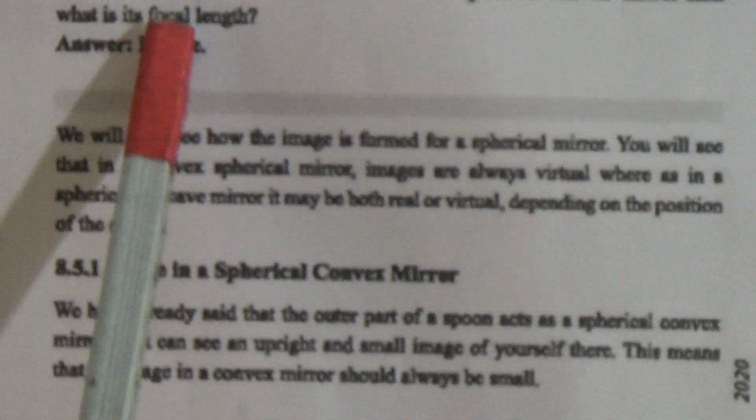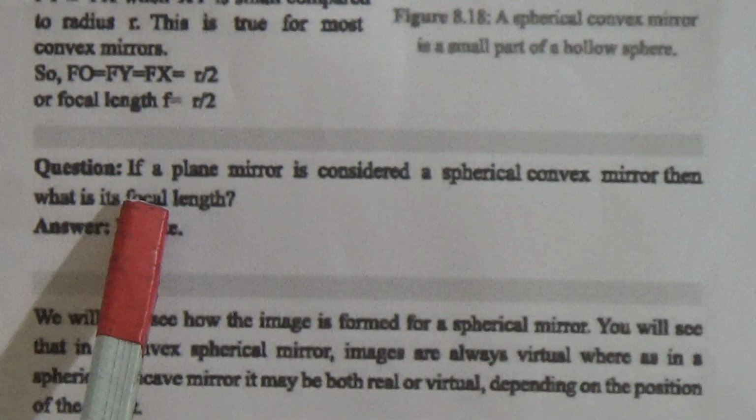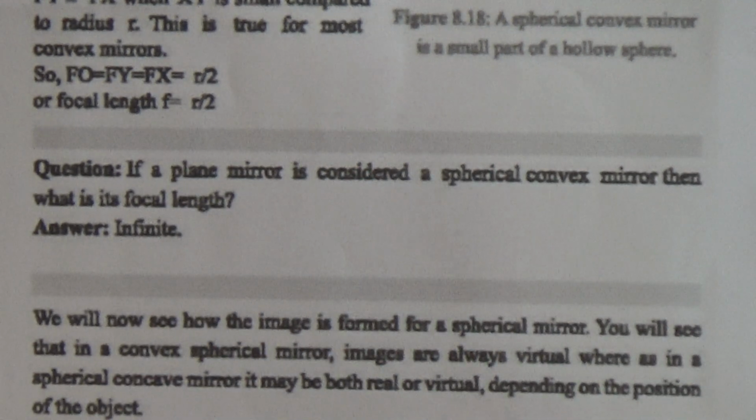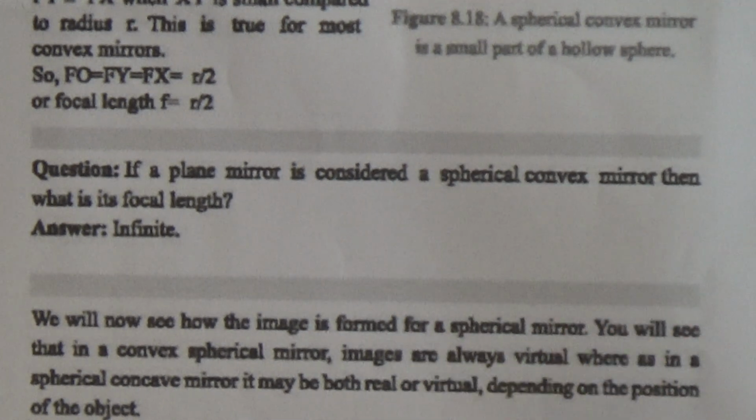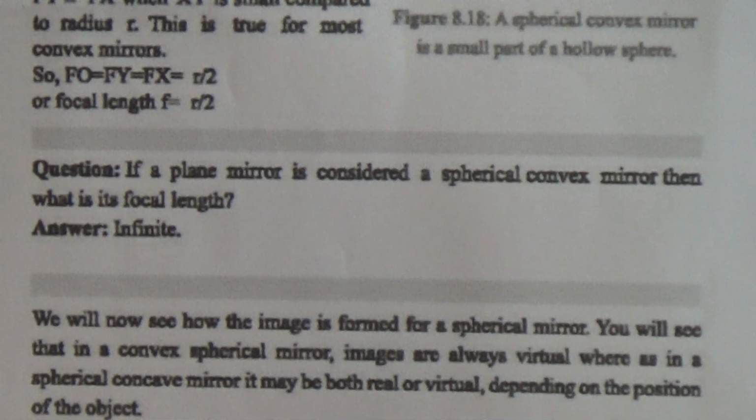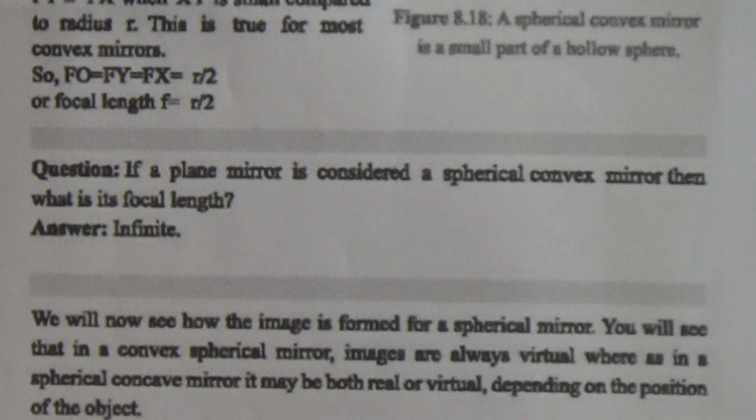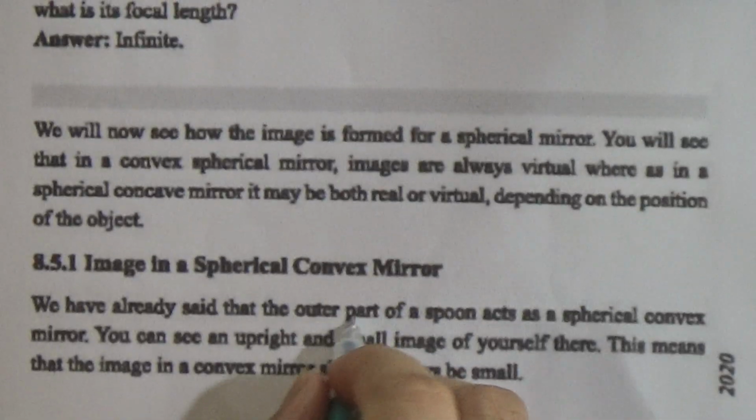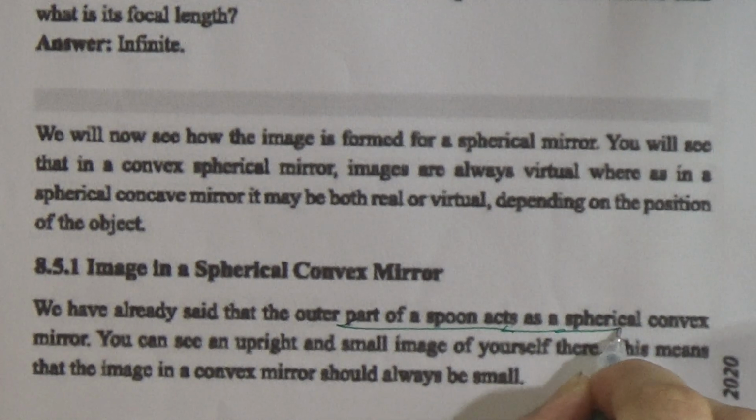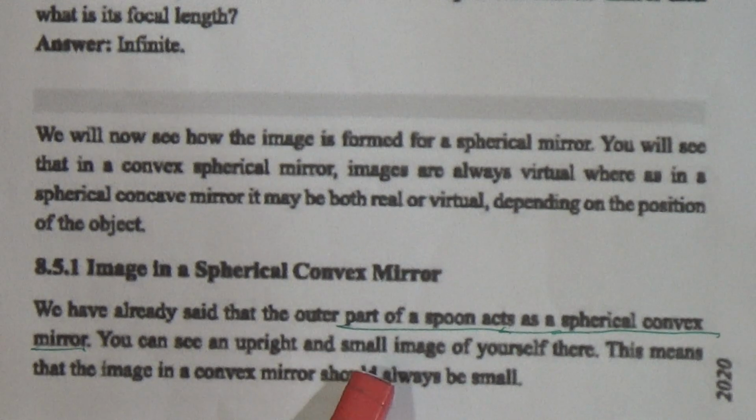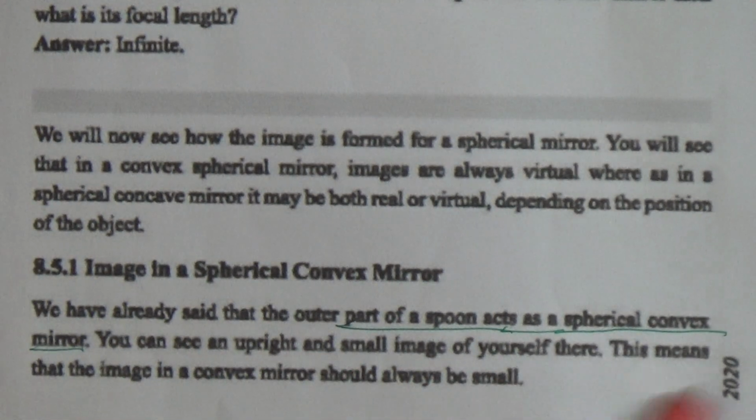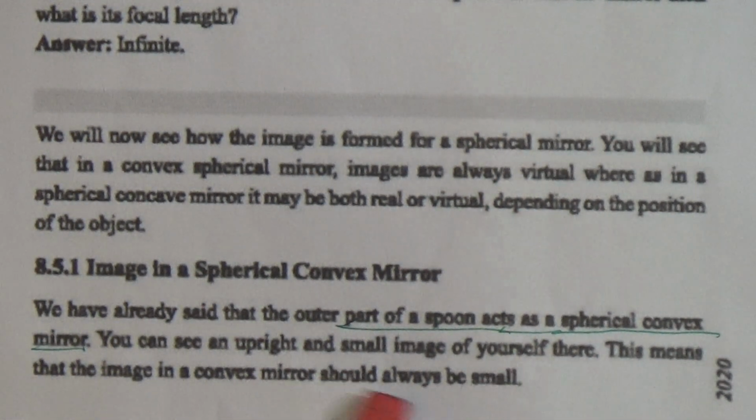Now there is a question: if a plane mirror is considered a spherical convex mirror, then what is the focal length? Its focal length will be infinite. Now come to the image in a spherical convex mirror. We have already said that the outer part of a spoon acts as a spherical convex mirror, and you can see an upright and small image of yourself there.